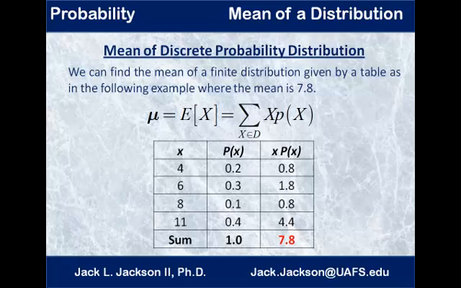Okay, but they do add up here, so this is a legitimate distribution, a finite distribution. And so what we do is we take each of these x values times the probabilities. So we take 4 times 0.2 to get 0.8, 6 times 0.3 to get 1.8, 8 times 1/10 to get 8/10, and 11 times 0.4 gives us 4.4. And then we add up those values in the last column to get the total of 7.8, and that is the mean of the distribution.